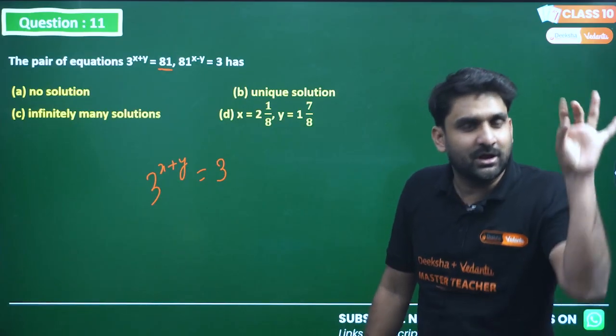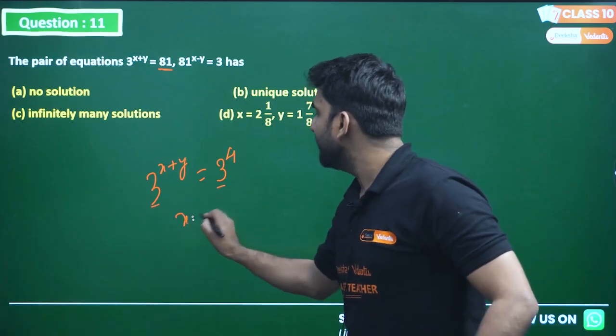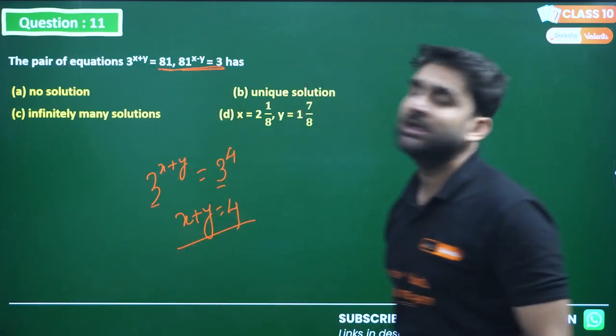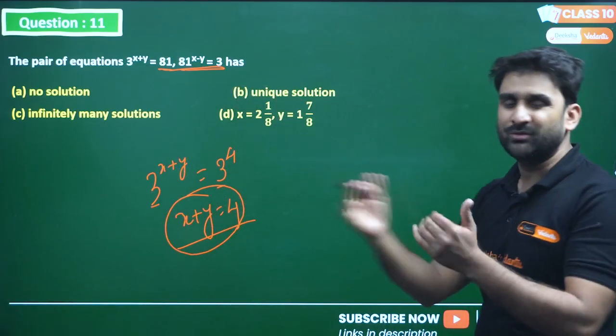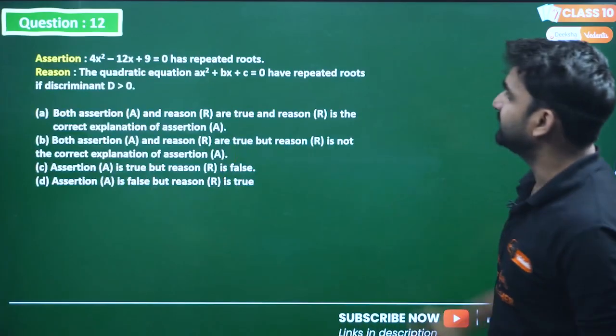3 3s are 9, 3 3s are 27, so 3 to the power 4. The bases are the same, so x plus y is equal to 4. Similarly, we can apply the same thing here. By using the equation, we can get the result by doing the substitution method. The same applies here also. Solve this.